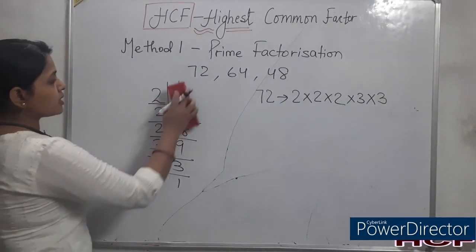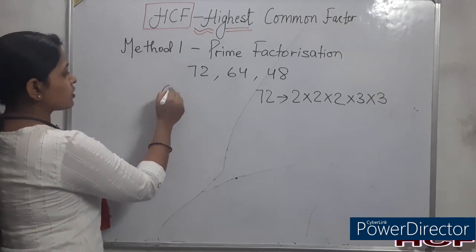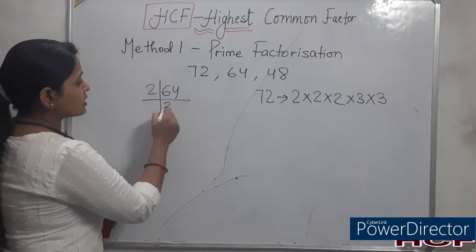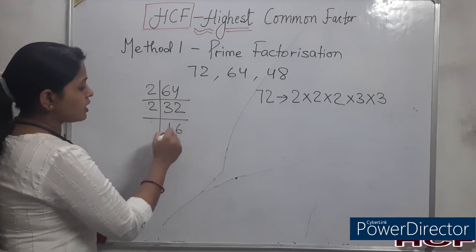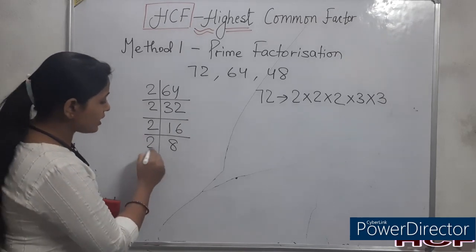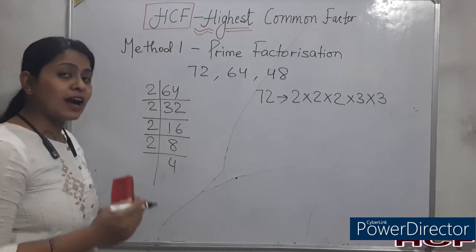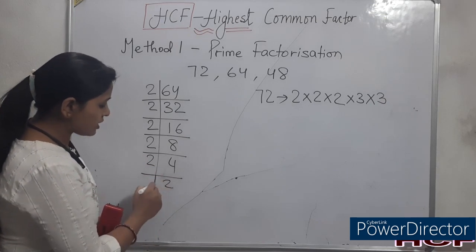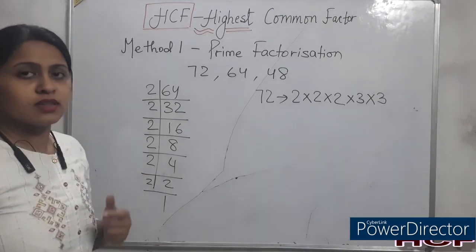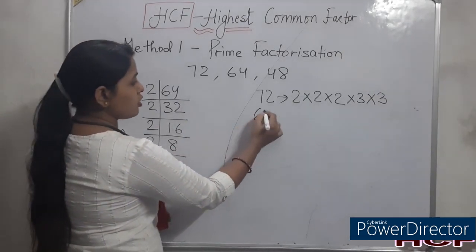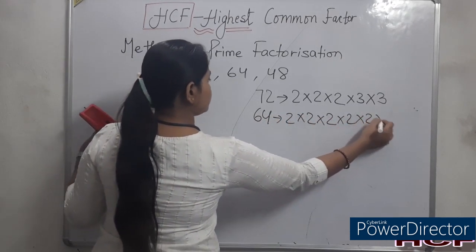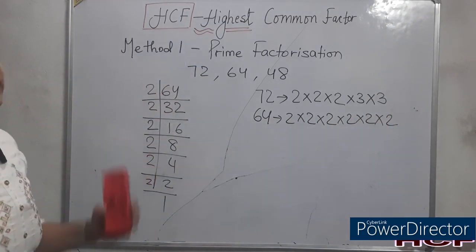Let's see the second number, that is 64. Again we have to select the smallest prime number, that is 2. 64 divided by 2 is 32, then 16. Then again we divide by 2, that is 8. Then 8 divided by 2 is 4, and 4 divided by 2 is 2. So 2 into 2 into 2 into 2 into 2 into 2 is the prime factorization of 64. So we can write it like this: 2 six times makes 64.